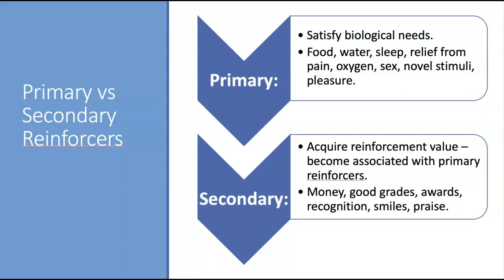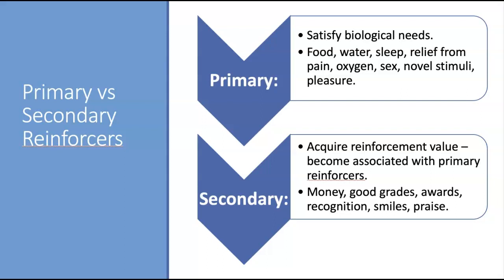Secondary reinforcers do not satisfy any kind of biological or psychological need by themselves, but they acquire reinforcement value because of their association with a primary reinforcer. So, for example, money alone isn't really any good for anything. It's not going to meet any need by itself, but we learn that we can exchange money for basic reinforcers, for primary reinforcers. We can use it for food, we can use it for shelter, we can use it for water, we can use it to buy pleasurable experiences. So although it doesn't meet a need itself, it does so through its association with other reinforcers.